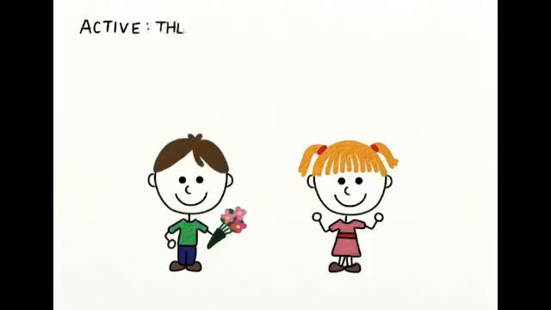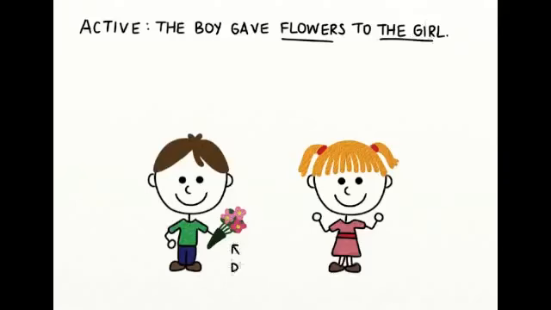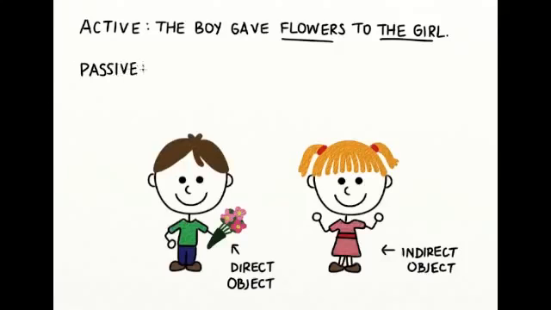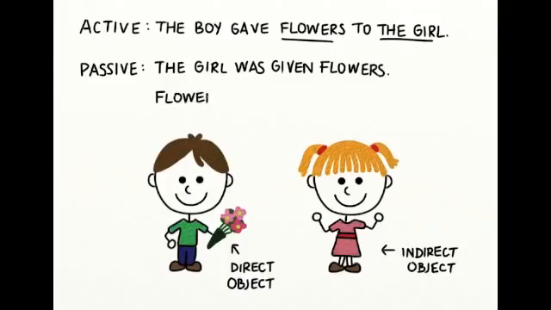Sometimes a sentence can have more than one object. For example, the boy gave flowers to the girl. In this sentence, flowers are the direct object, and the girl is the indirect object. We can write this sentence in passive voice in two ways. The first way, the girl was given flowers. The second way, flowers were given to the girl. Remember, if you use the indirect object first, we must include the preposition to.